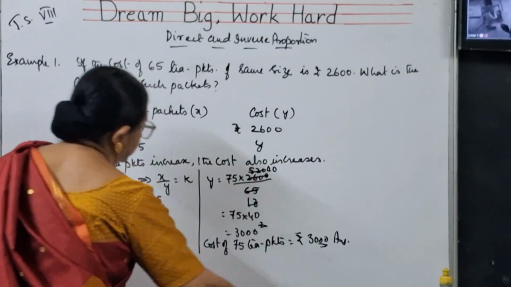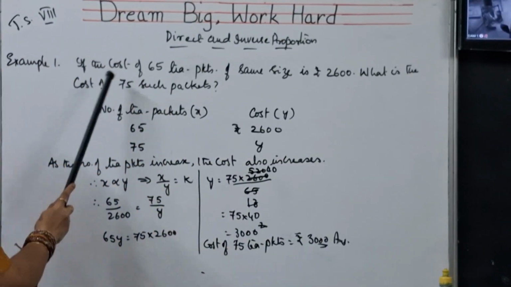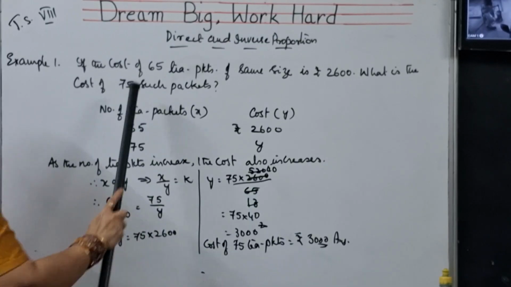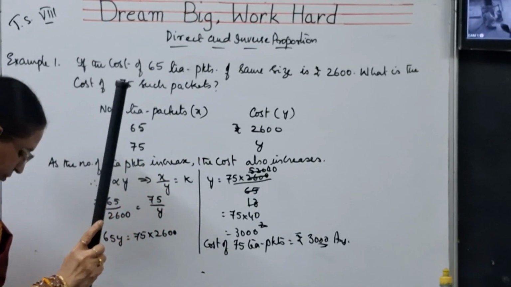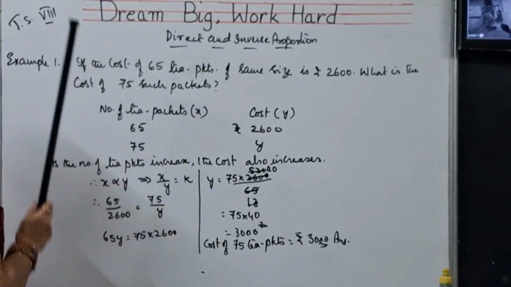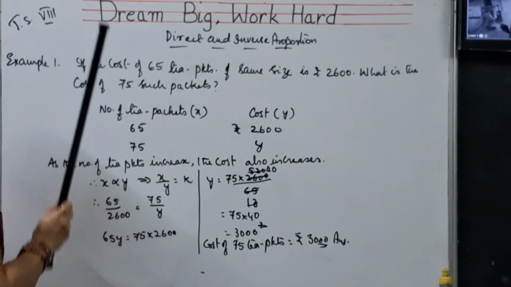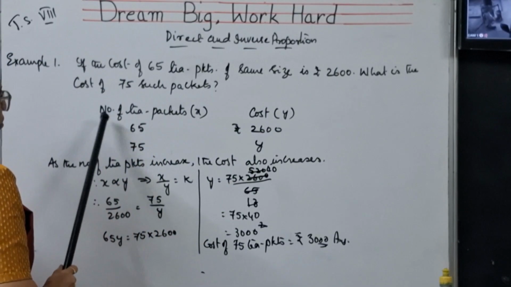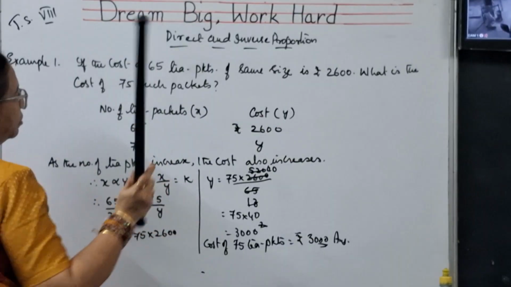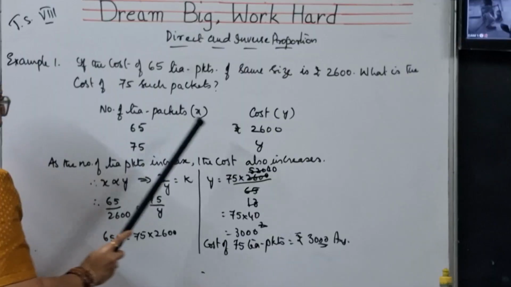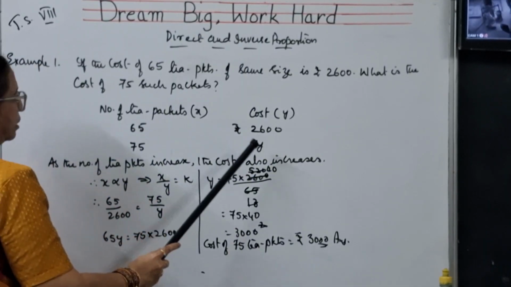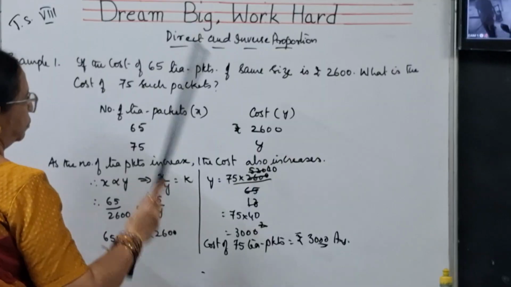So once again, if the cost of 65 packets of the same size is 2600. See, all the tea packets are of the same size. So their cost is 2600. What is the cost of 75 such packets? The number of tea packets I have taken as x and their cost I have taken as y. 65 tea packets are costing 2600. 75 tea packets cost, it is y, so I wrote y.